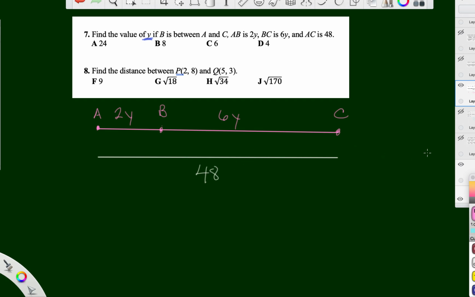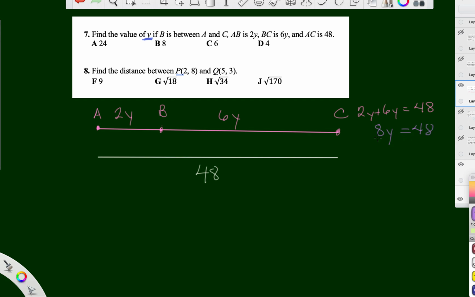I don't know how many times we've done this particular thing, but it may be a little bit annoying by now. But let's write it out. 2y plus 6y equals 48. My first step is going to be to combine these two things. That's a really simple task for you. 2y's and 6y's are 8y's, and they equal 48.